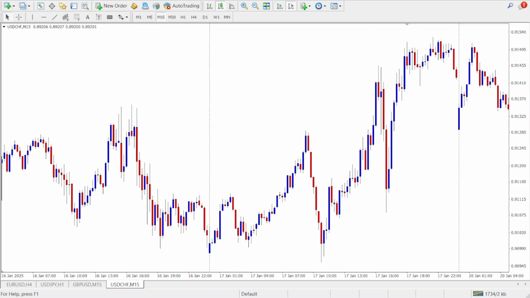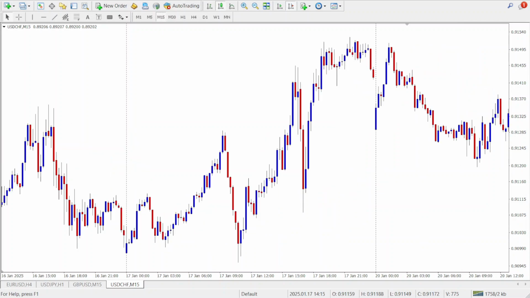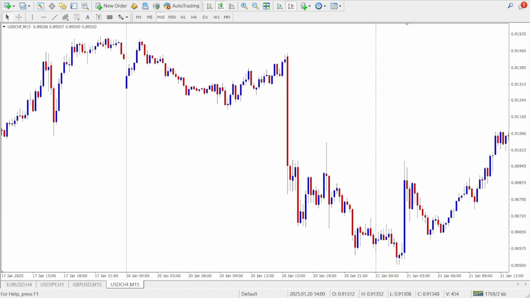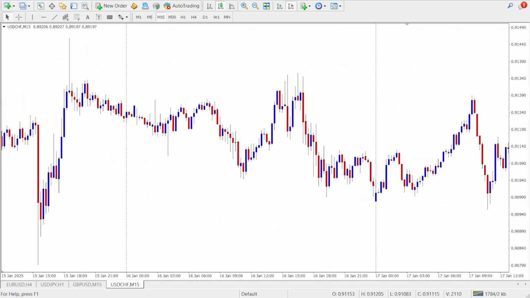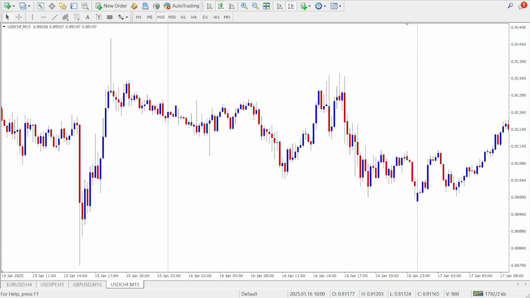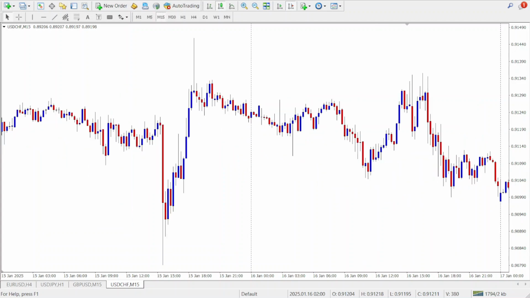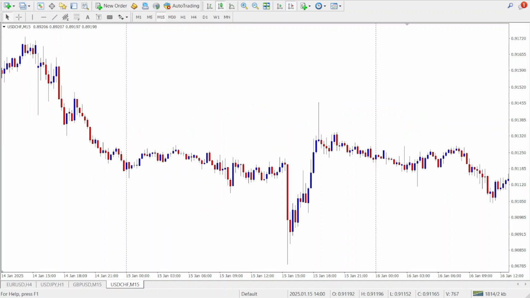Have you ever entered a trade just to watch price pull back and stop you out, only to see it reverse and go exactly where you thought it would? Or maybe you tried trading a breakout only to fall into a fake out trap? If that sounds familiar, you are in the right place.